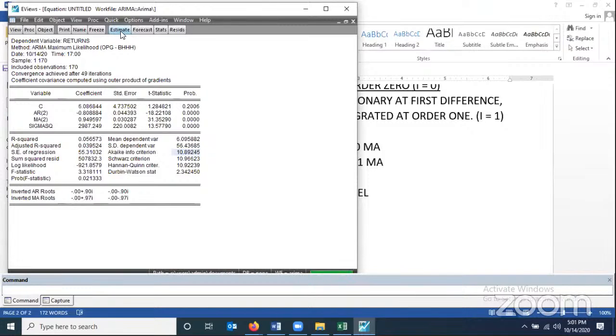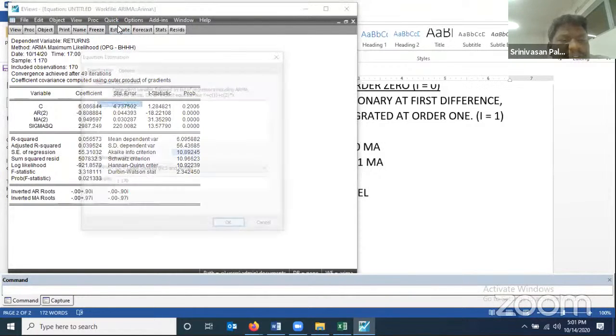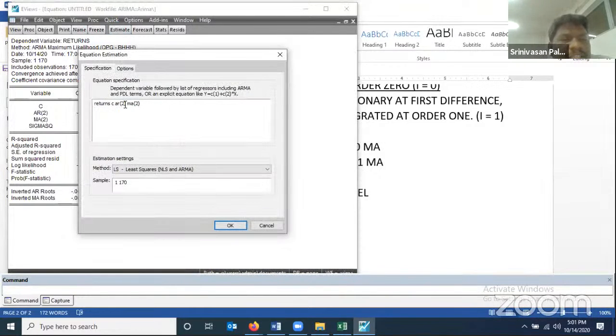Then can we go for the next model to identify the parsimonious model? This is the best model. This is a good model because both coefficients, AR2 and MA2, are significant, as per the expectation, and I told you to note this AIC value. Now go to estimate. I will try with 3,3. I'm just trying, but you have to try one by one.